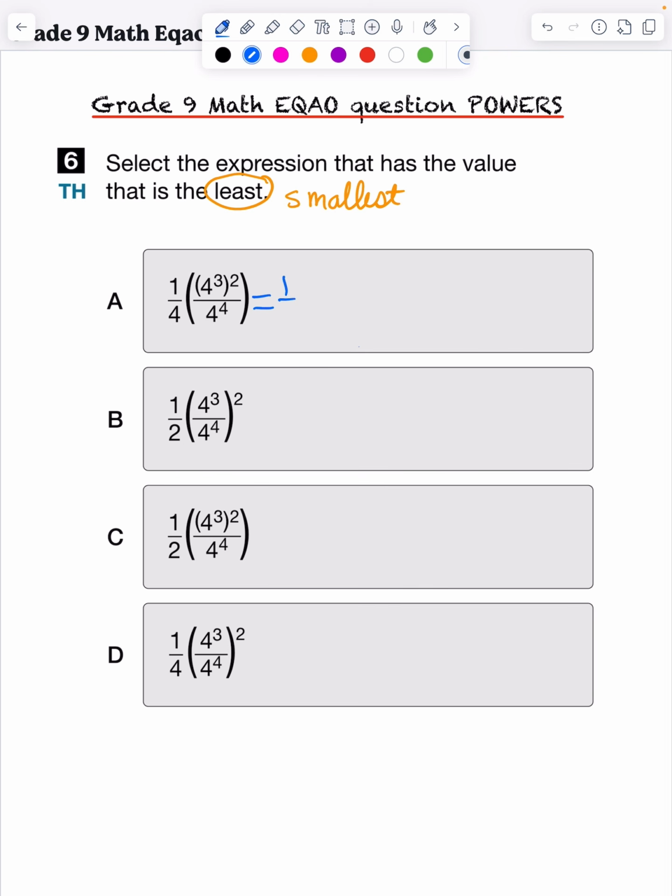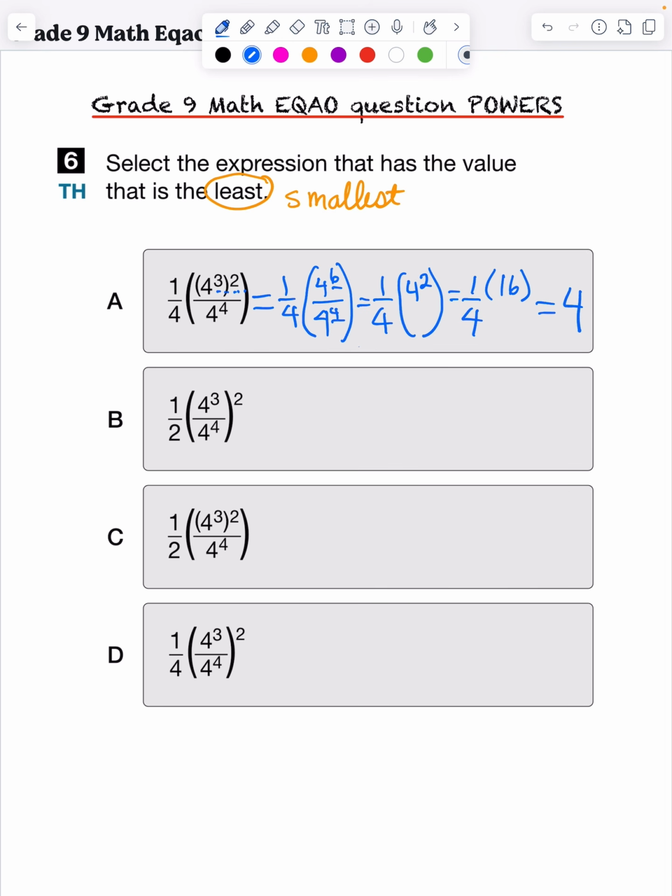This question, I'm going to leave the 1/4 out in front. I'm going to multiply these two exponents together to give me 4 to the 6th. Then I'm going to leave the rest of the question. Write down 1/4. I'm going to subtract these exponents to give me 4 squared. Next step, I'm going to evaluate 4 squared to give me 16. And 1/4 of 16 is 4. That's the value for A.